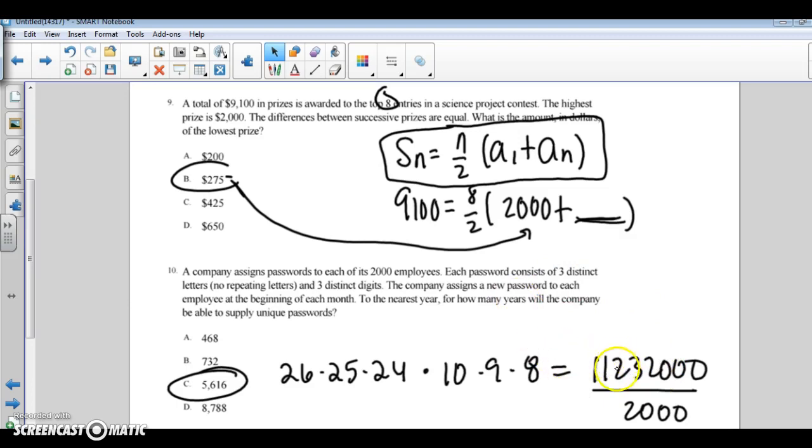Number 10, you've got 2,000 employees. Each password consists of 3 distinct letters, so that would be 26, 25, 24 for those, and 3 distinct digits, so that would be 10 because you have 0 through 9, 9 and 8. You multiply those all together and you get this large number, but it tells you you have 2,000 employees. So you want to divide those up by the 2,000 employees, and that gives you the 5616.